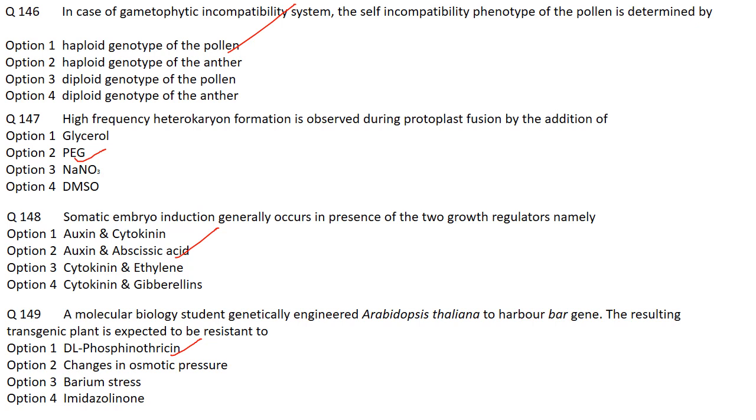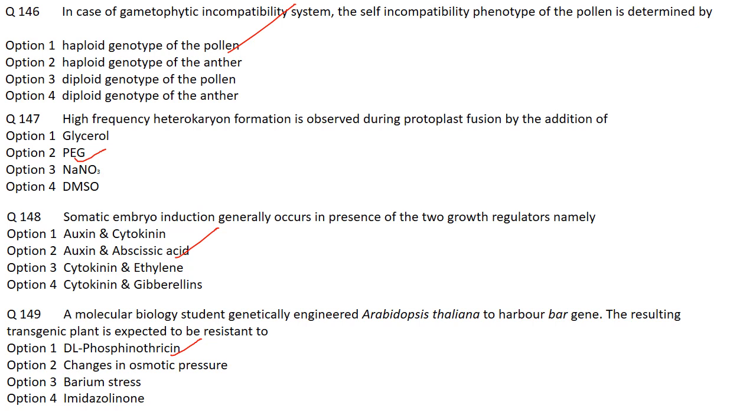Answer is option 1. Then high frequency heterokaryon formation is observed during protoplast fusion by the addition of PEG or polyethylene glycol. Answer is option 2. Somatic embryo induction generally occurs in the presence of the two growth regulators, namely, so it is auxin and abscisic acid. Answer is option 2.